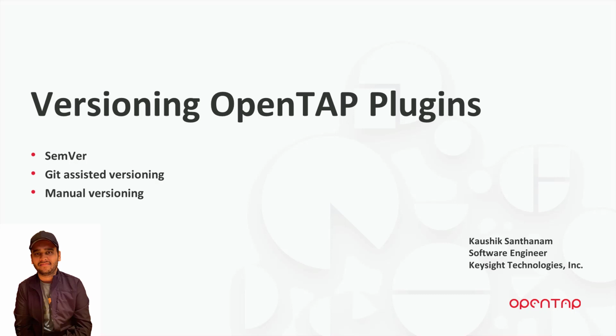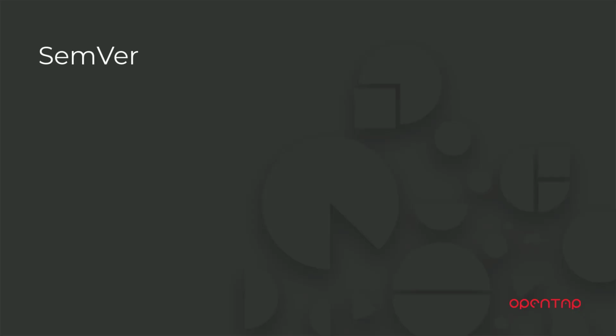In this series, we are learning about how to package our OpenTAP plugin. In the last video, we saw the significance of the package.xml file. In this video, we are going to look at how to version our tap package. So let's get started. Each package is versioned independently and should use semantic versioning.